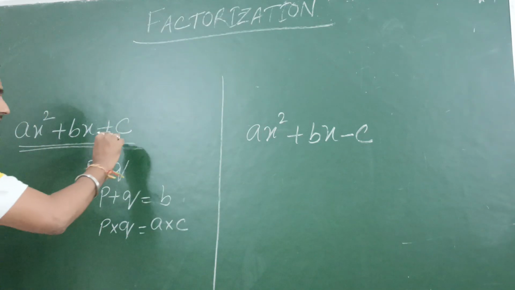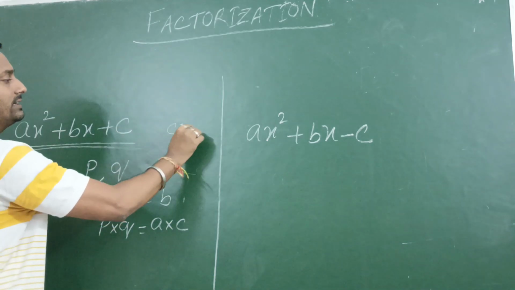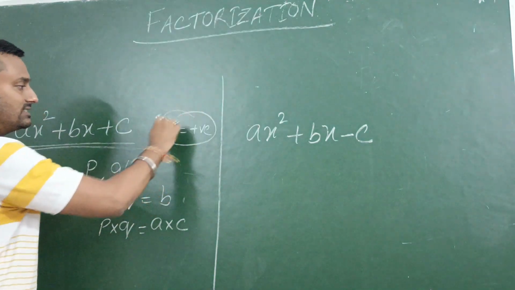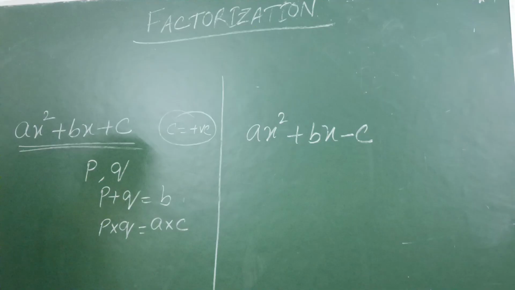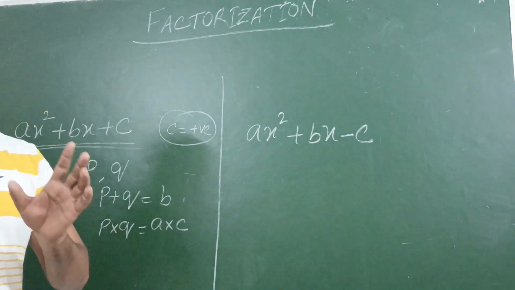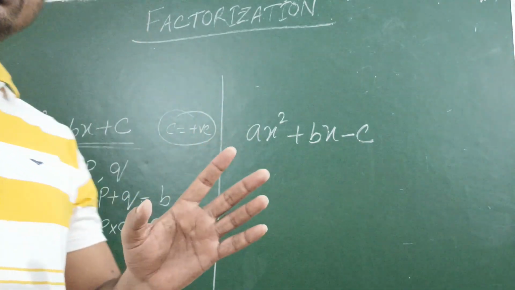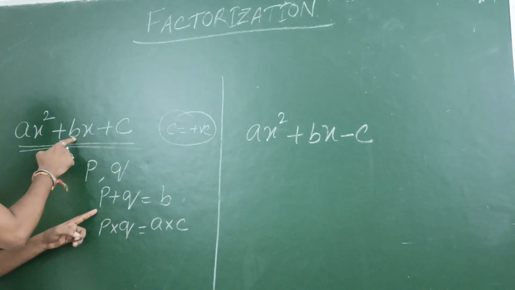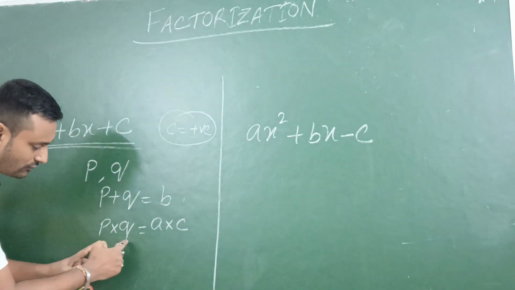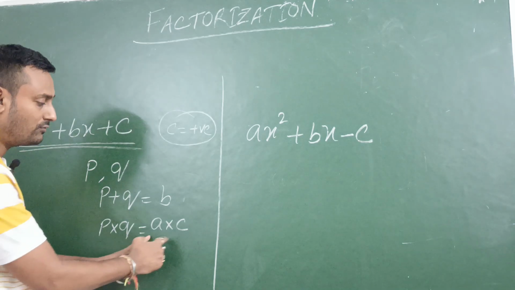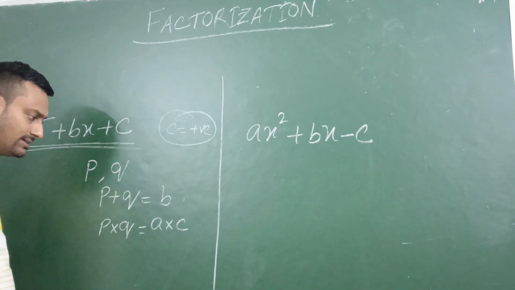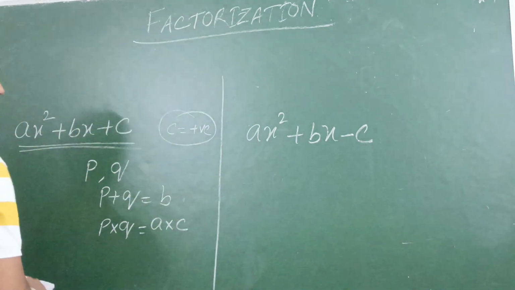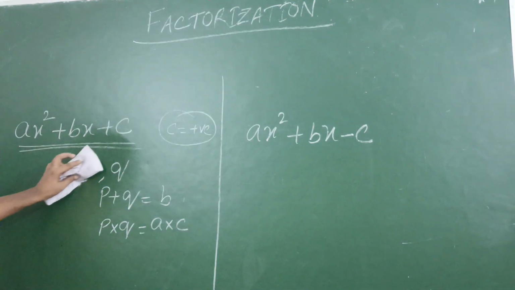Okay, when c is positive, that means we have to find two numbers p and q such that the sum of those two numbers is equal to the value of b and the product of those two numbers is equal to the product of a and c. So let us take one example, then you can easily relate what p and q are.